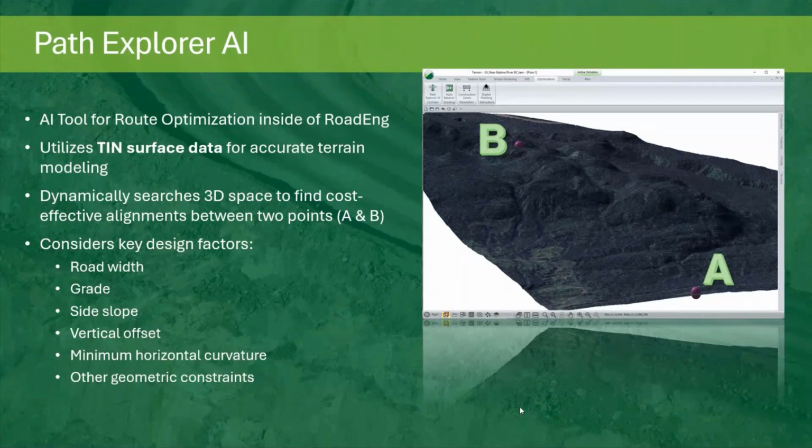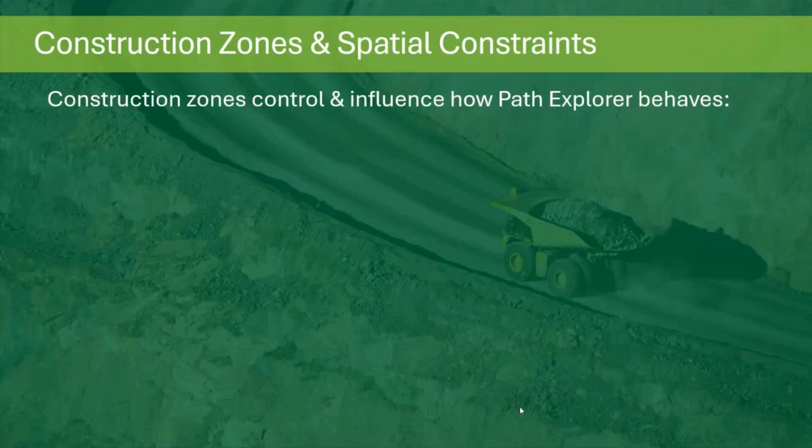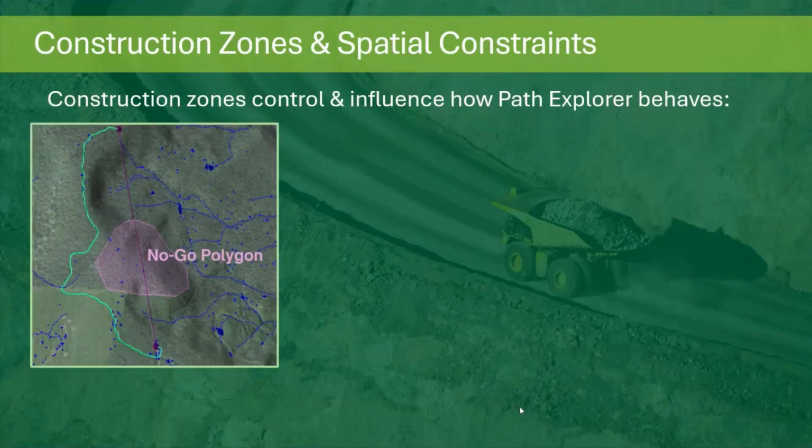And then what Path Explorer is doing is it's dynamically searching that 3D space to find the most cost-effective alignments between those points. And of course, as you saw with Matt, he input a road width, his min-max grades, side slopes, our vertical offset, minimum horizontal curvature. And then we have the ability to add other geometric constraints. And really, these ones are quite exciting, and they really can help shape how Path Explorer behaves.